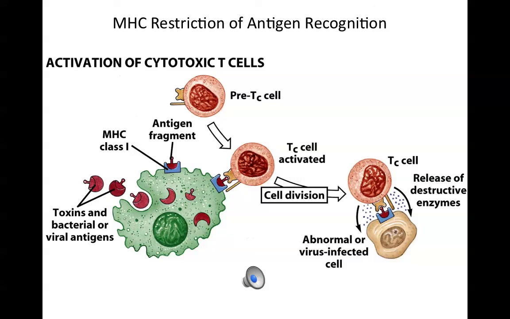activated. Once the CD8 cell becomes activated through this induced fit mechanism, then the CD8 positive cell releases destructive enzymes that can then kill the abnormal or infected cell that contains the real virus or bacteria or toxin. So the T cytotoxic cell really is a killer cell. It's the cell that goes around destroying virally infected cells or cells that are being affected by intracellular bacteria in your body.